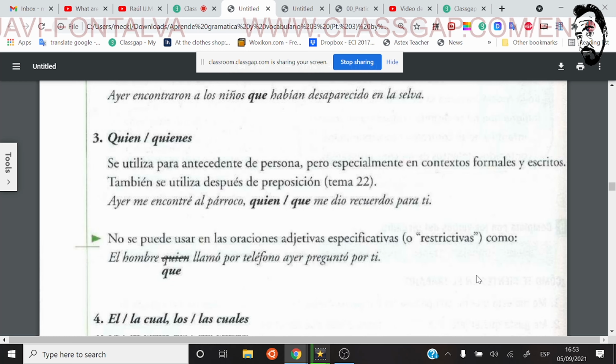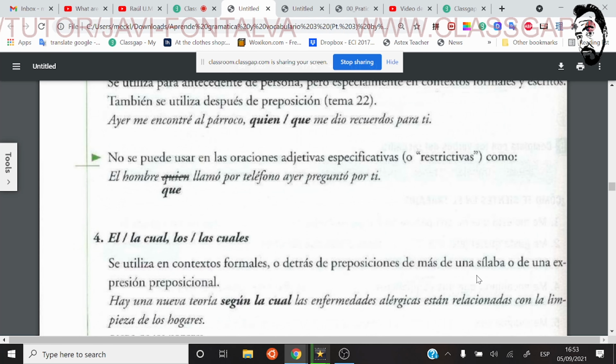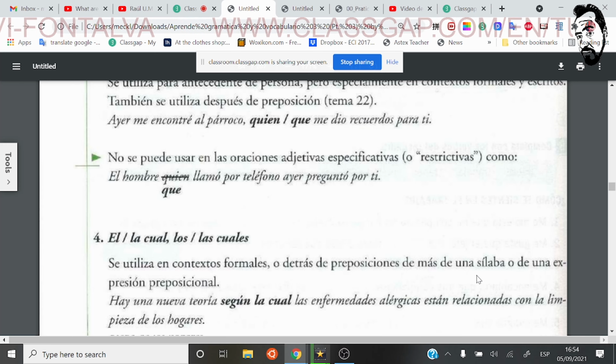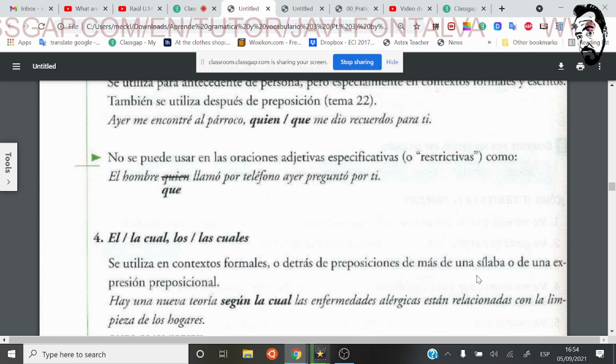So, for example, in this sentence, el hombre que llamó por teléfono ayer preguntó por ti. So the man who called on the phone asked after you yesterday. In this kind of sentence, you could not say quien, even though you talk about a person, because this llamó por teléfono is a clause that specifies which man. So in this kind of sentence, even if you want to use formal Spanish, you couldn't. You have to say que.